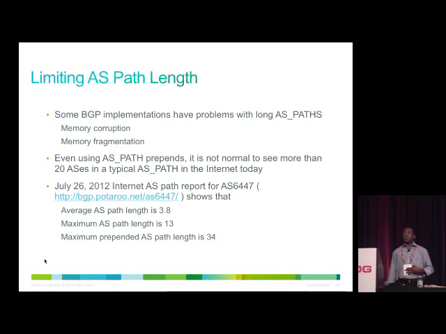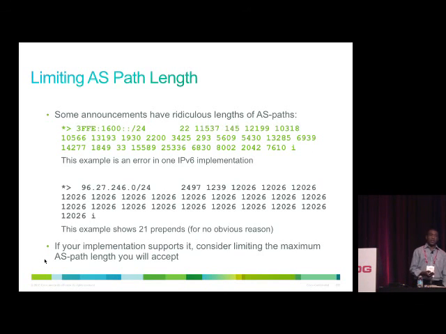It's important, if your router supports it, to limit the AS paths received. That means you can block the updates received from your peers based on AS path length. This is showing how some of the updates are really, really long. The first one is because of implementation errors. The second one is because of a large number of prepends, which is unnecessary.